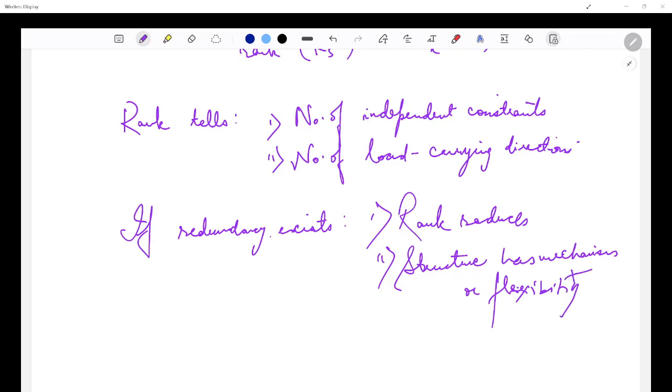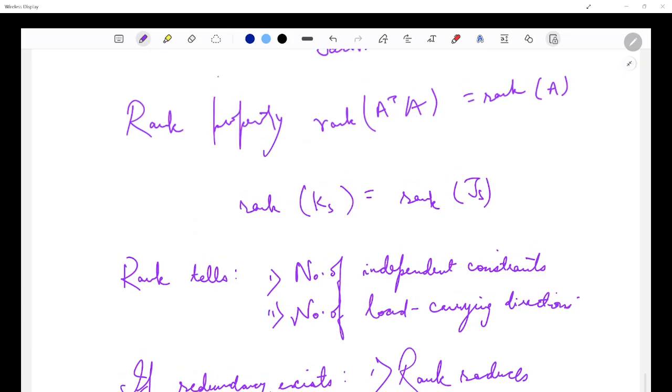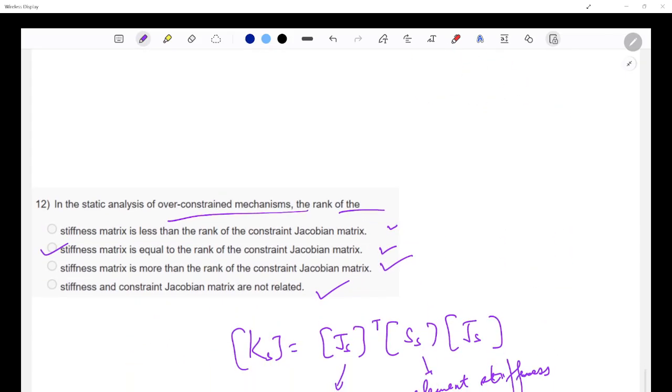Okay, so the other options are: rank of stiffness matrix is less than the rank of Jacobian matrix. It's wrong because the rank is exactly equal, not less. And then the other option is stiffness matrix rank is more than rank of the constrained Jacobian matrix. It is wrong because it cannot exceed rank of Jacobian. It is derived directly from it. And the last option is stiffness and constrained Jacobian matrix are not related. This is completely wrong. They are directly related. Stiffness is constructed using Jacobian. So this is also incorrect.